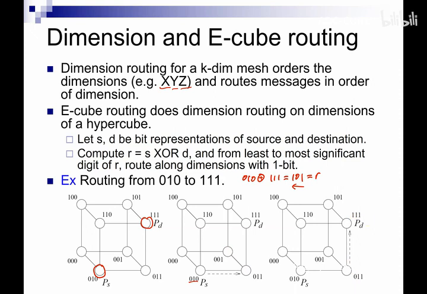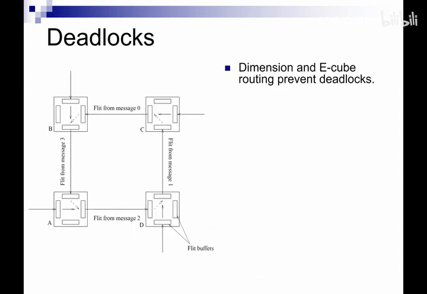Okay, right? So we basically made 2 moves. And these 2 moves correspond to where the 1s are in the XOR between the source and the destination. Now, one reason E-cube and dimension routing is used is because it can prevent deadlocks.